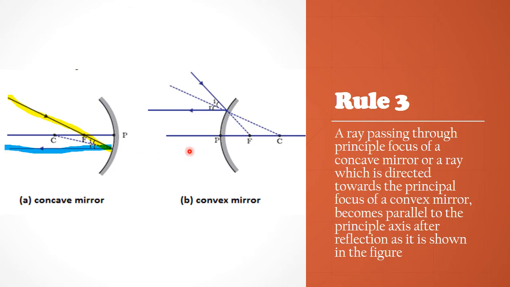Now let us take a look at your convex mirror. This is your convex mirror. The convex mirror has a center which is known as your pole P, and it has a point F which is your principal focus on this principal axis.